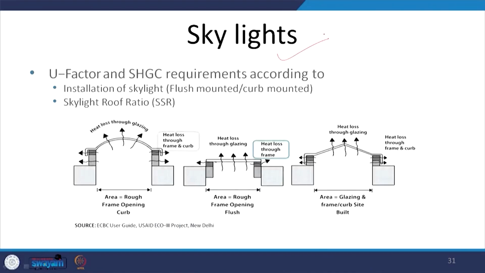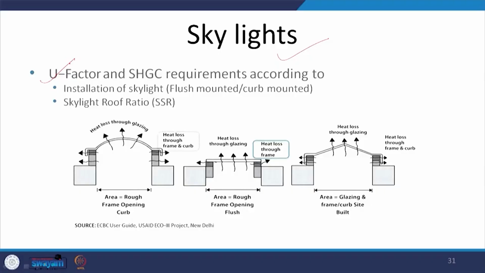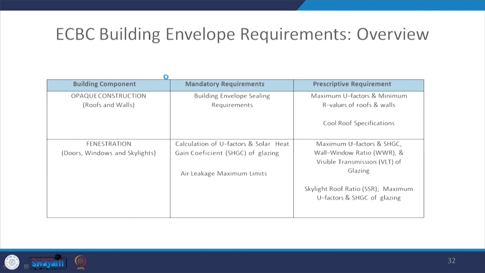The skylights permit a lot of natural light, the daylight, but at the same time they also allow a lot of heat to come inside the building. Again, we have to look at the U value and SHGC requirement for these skylights, especially because they receive direct sun and they are part of the roof. So, a lot of sun is received, and hence low U value and low SHGC should be preferred for the skylights.